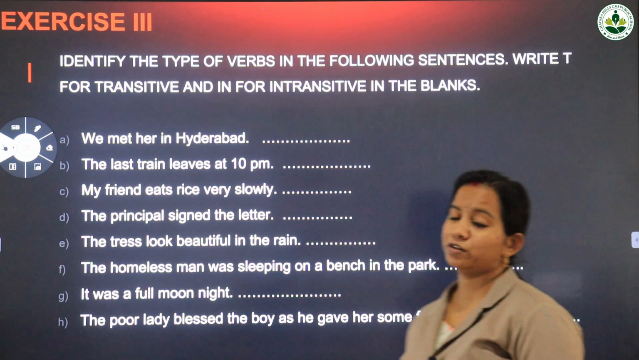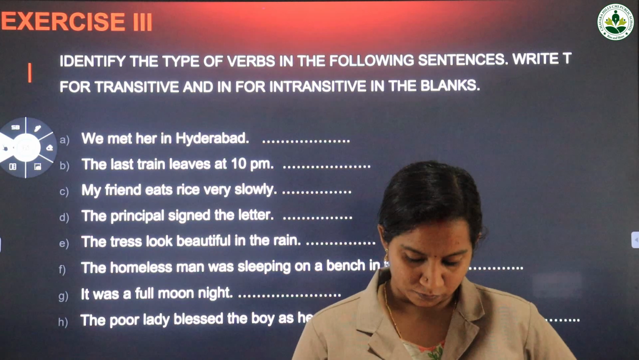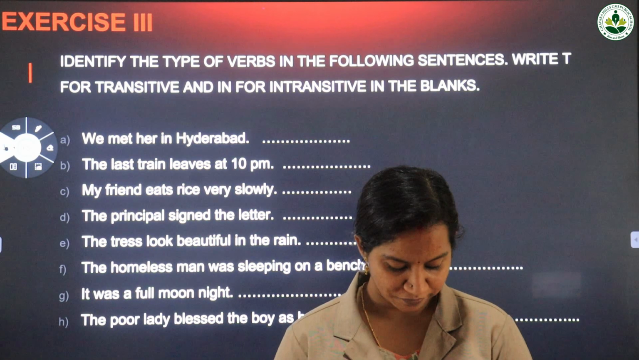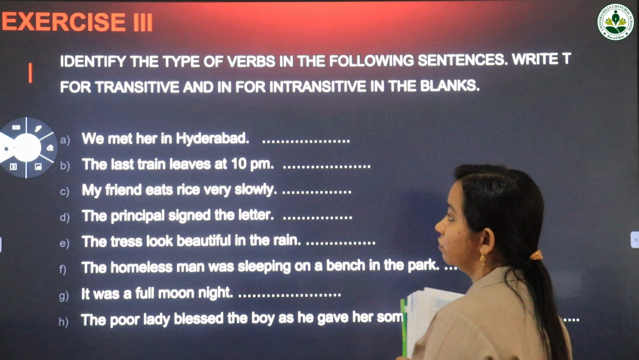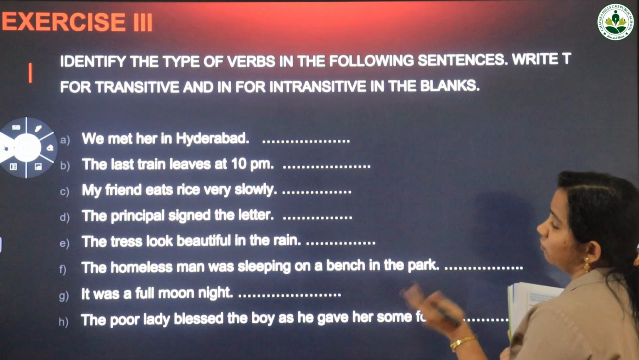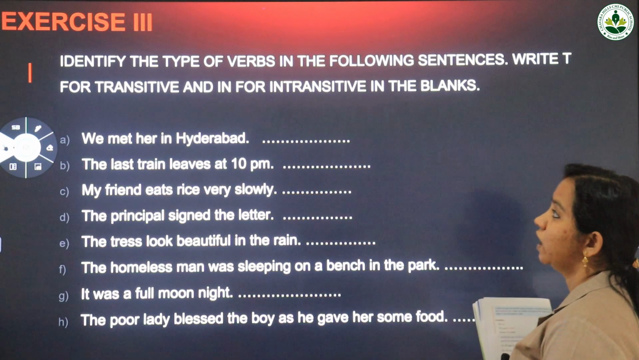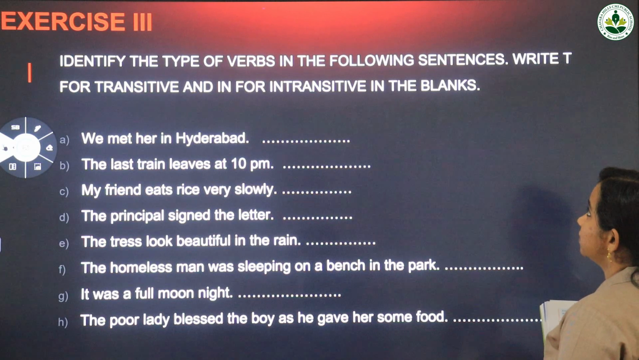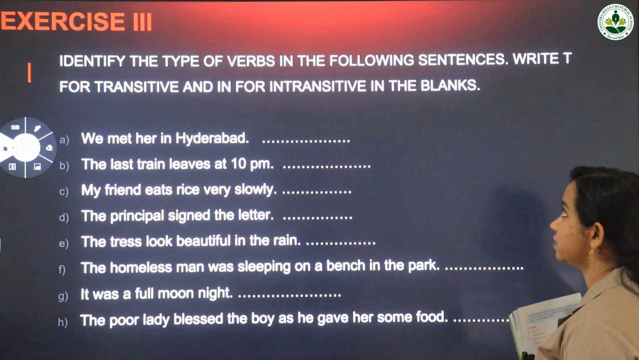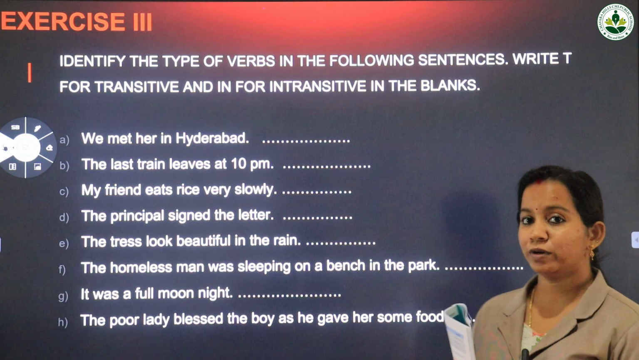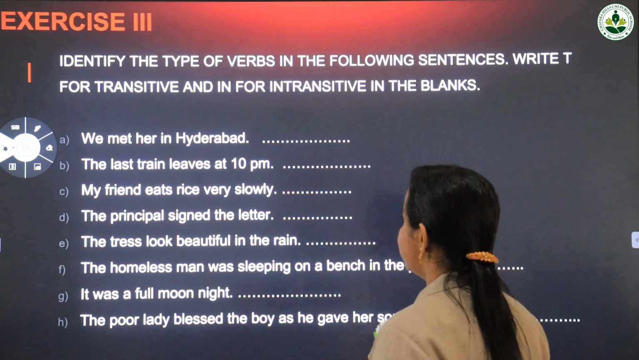So now we are going to do exercise number 3 of your textbook. Everyone take page number 28 of your textbook. There we are going to find out intransitive verbs and transitive verbs from these sentences. So what is the question? Identify the type of verbs in the following sentences. Write T for transitive and IN for intransitive in the blanks. So now you have to do it along with me, okay? First, we are going to read the first one.